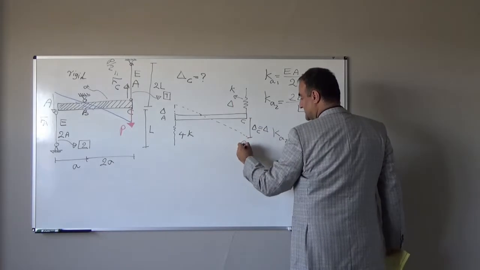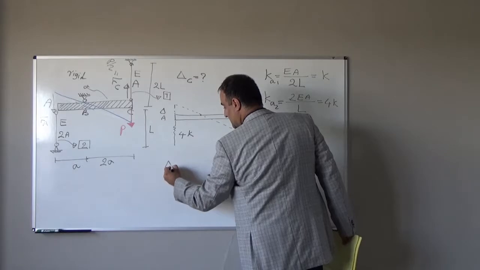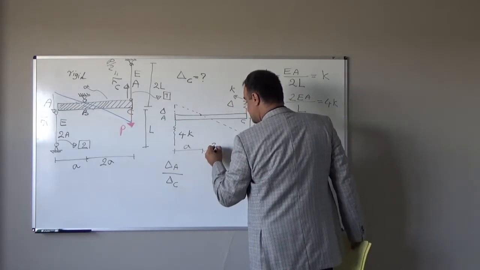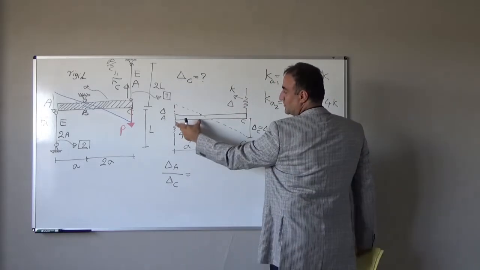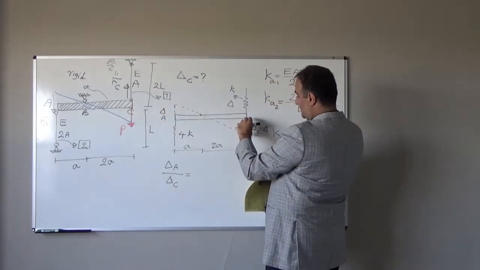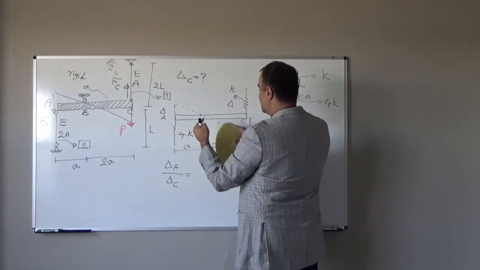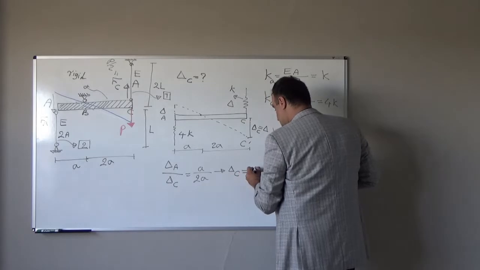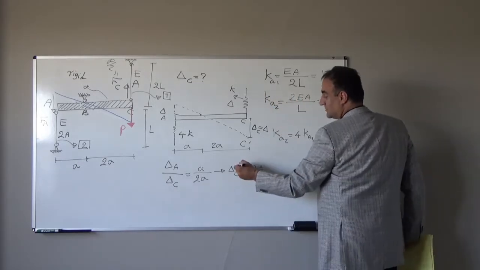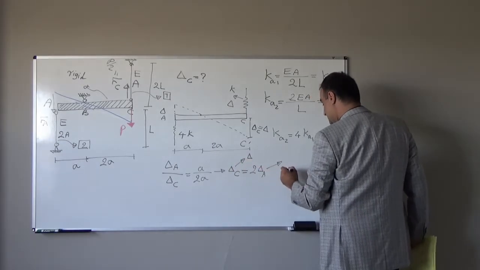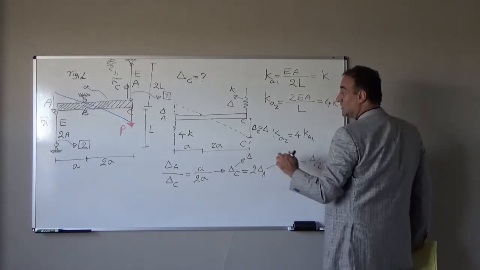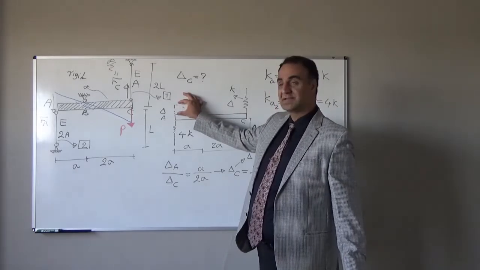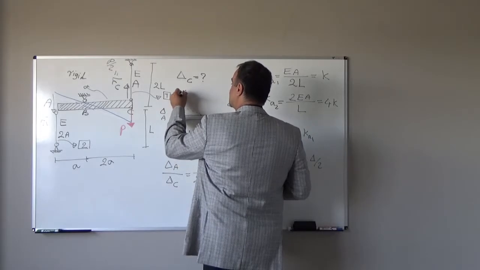If this point C comes to the C prime, delta C and delta A, what is the relationship? Delta A over delta C, from geometry we know this is A, this is 2A. So delta A over delta C is equal to A divided by 2A. So from here, delta C will be equal to 2 delta A. If I substitute instead of delta C, delta A in that case will be equal to delta over 2. So if point C comes to the C prime, the deflection here is delta, here is half of that, it is delta over 2.